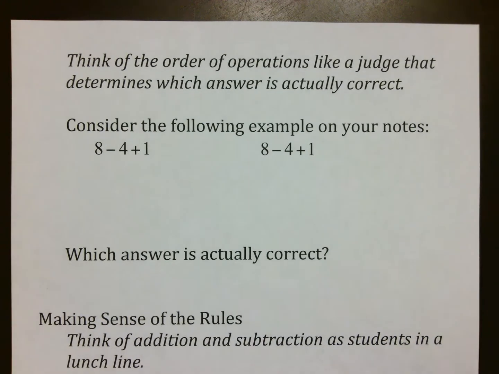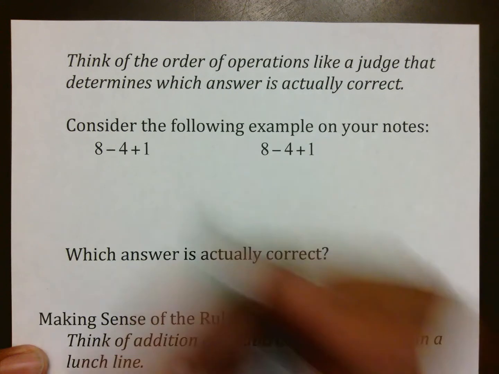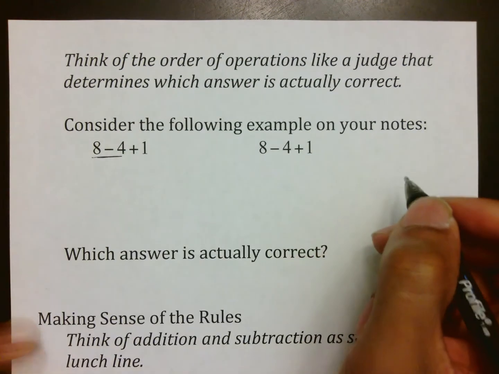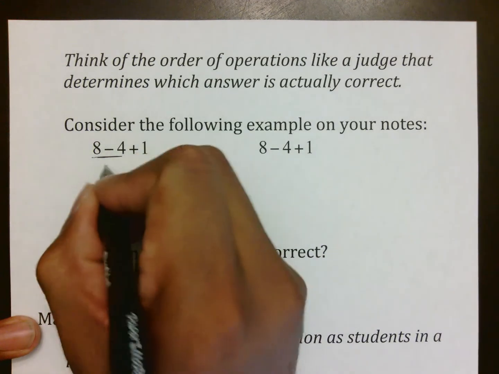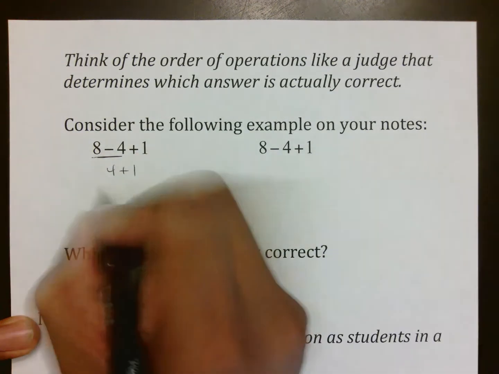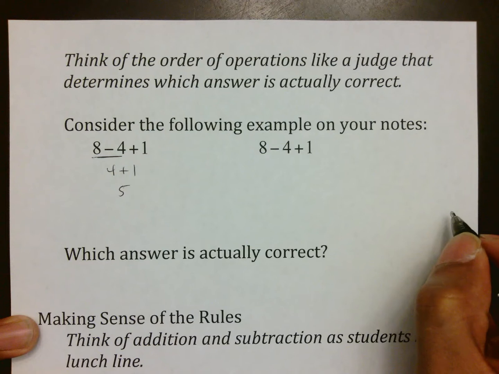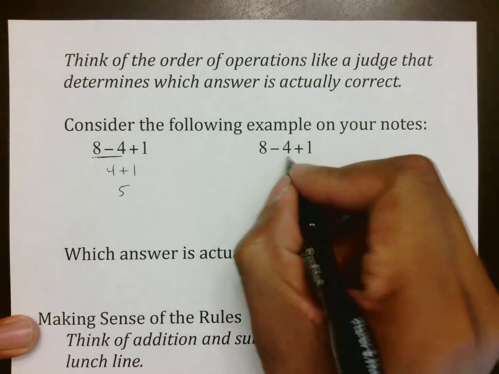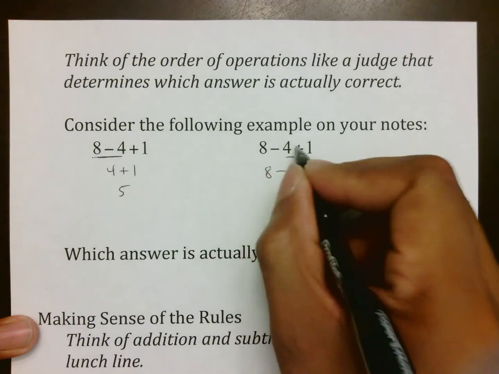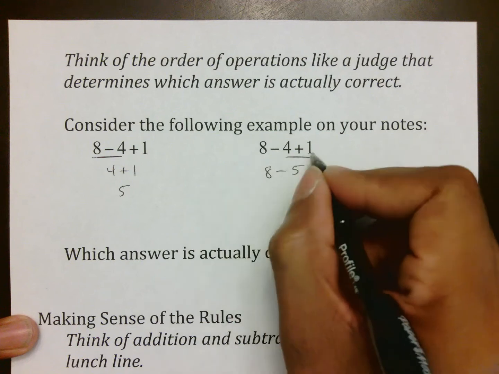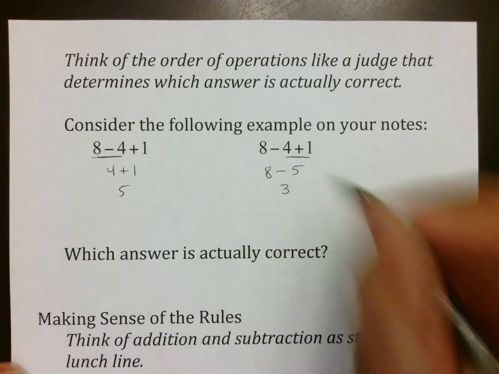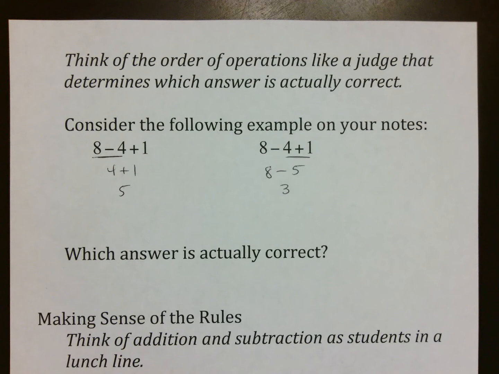So if we look at these two examples, and we have them in our notes, you have one student that says, I believe subtraction is better because I just like subtraction, so they do 8 minus 4 first, which is 4 plus 1, which gives us the answer of 5. You might have another student who says, I don't like subtraction, so I'm going to do addition first, and so they would do 8 minus 5 here because they did 4 plus 1 first, and 8 minus 5 is 3. Notice how we have two answers. Now we need a judge to tell us which one is right, and we'll come back to which one is actually correct. For right now, you can think for yourself to see which one you think is right, but we'll come back to it.